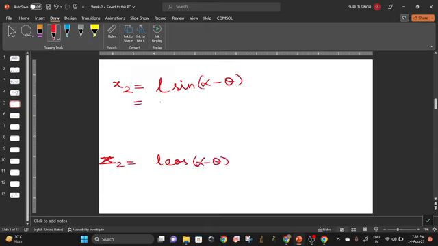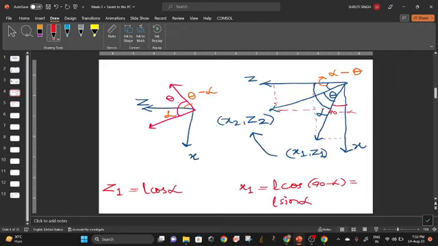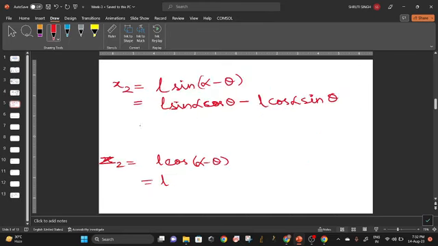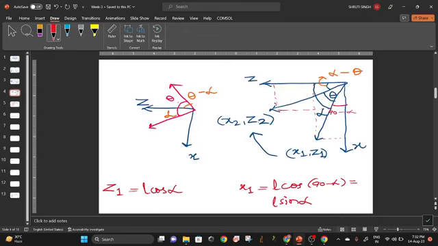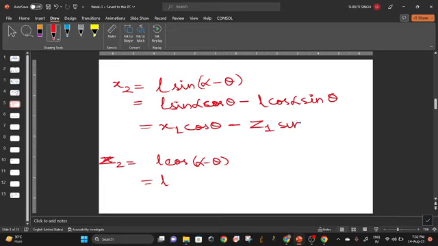Now solve it first. Sin alpha cos theta minus... now we have L sin alpha as x1, so this is x1 cos theta minus z1 sin theta. But still we are making some mistake, I think. Here the minus should not come.